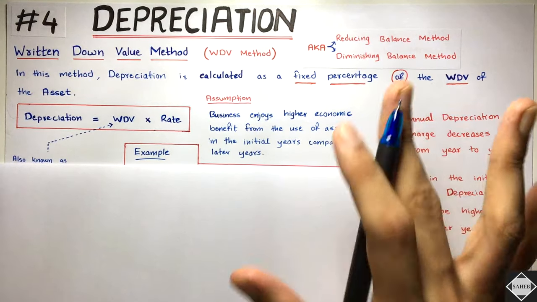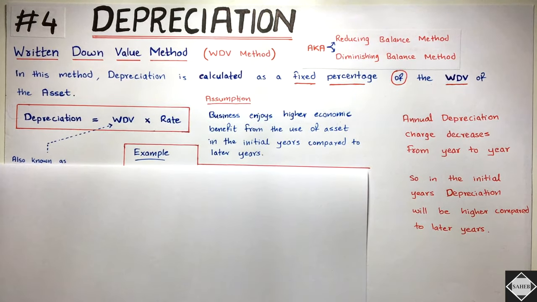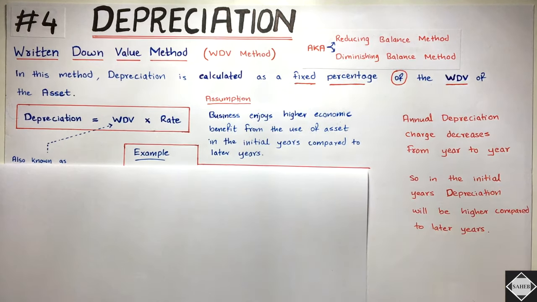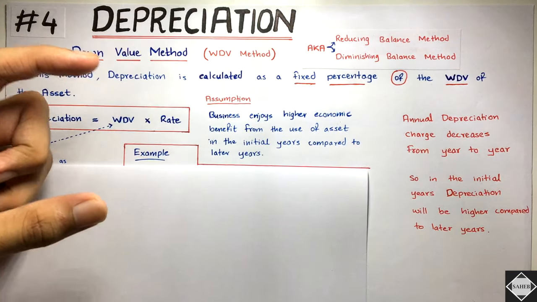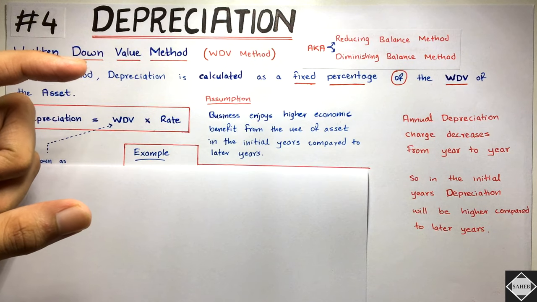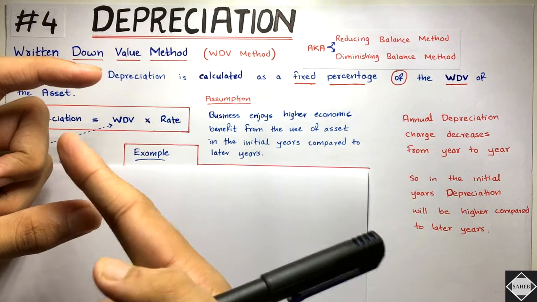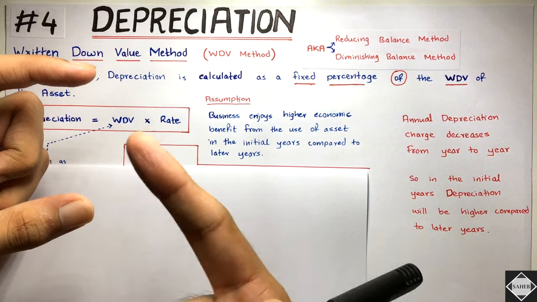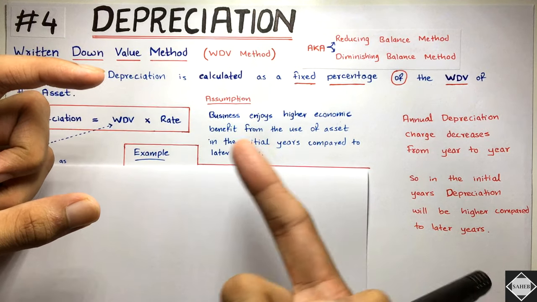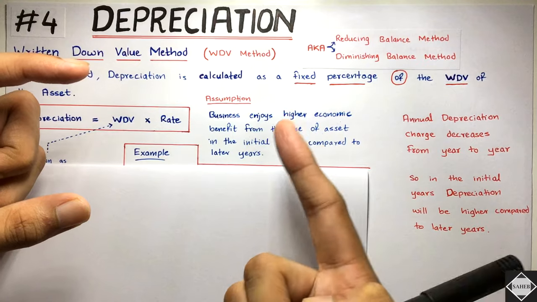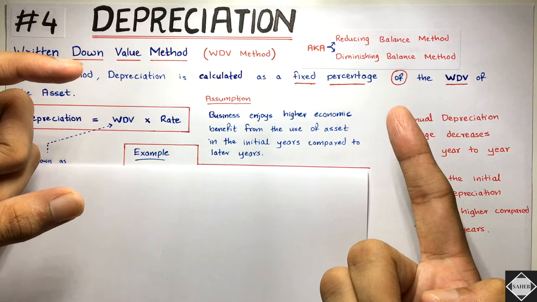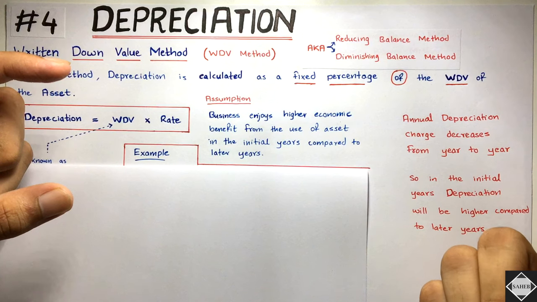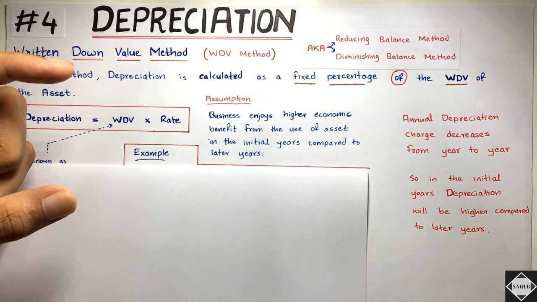Fine, let's take an example to understand this. Let's say you are in production business, you have a factory, and you have purchased a machinery for your factory. Let's say in the first year with this machinery, you were able to produce 1 lakh units, 1 lakh products. In the second year, 95,000 units. In the third year, 90,000 units. In the fourth year, 85,000 units. In the fifth year, 80,000 units. This is what's happening.